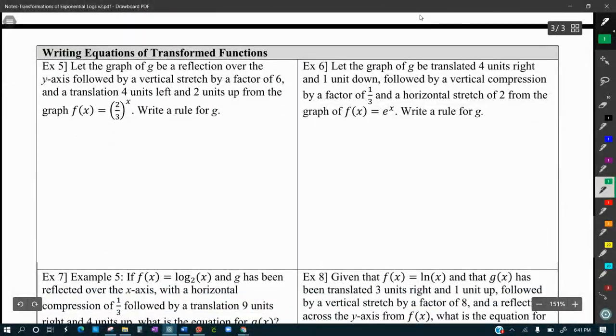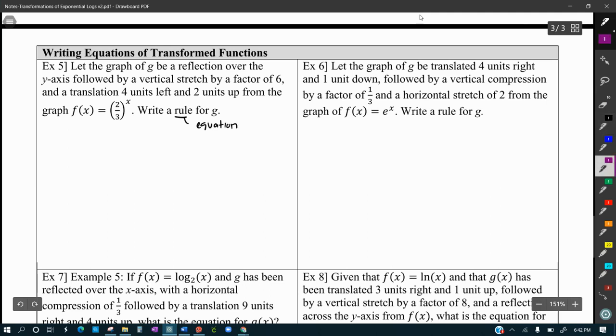Let's do some writing of equations. So number 5, let the graph of g be a reflection over the y-axis followed by a vertical stretch by a factor of 6 and a translation 4 units left and 2 units up from the graph of f of x equals (2/3) to the x. Write a rule for g. So writing a rule for g simply means write out an equation for the new transformed function.